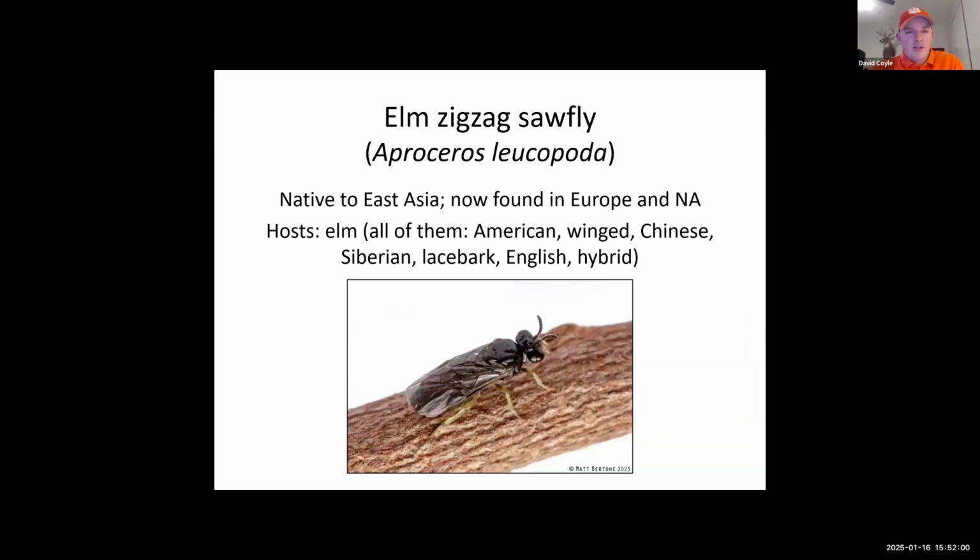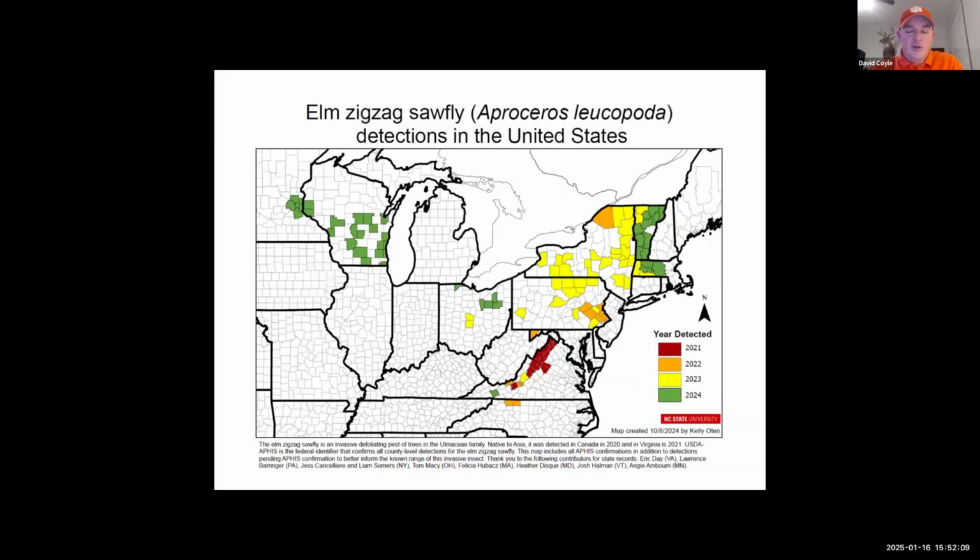Elm zigzag sawfly is also one of our newer invasives. It's now found in several places in North America. Any elm is a host. Here's your current map. So we've got them in North Carolina, Virginia, and the Southeast, and then in the Midwest and the Northeast.